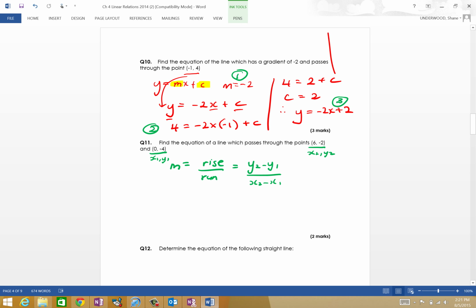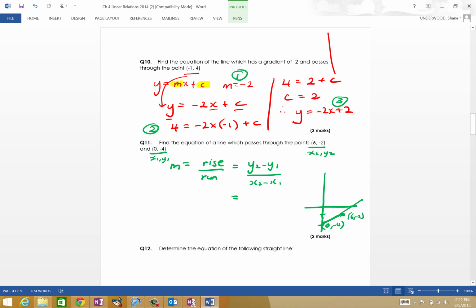Well, let's think about the point 0, negative 4. Point 0, negative 4 might be down here. The point 6, negative 2 is actually going to be, say, here. So sometimes it helps you to identify if those points, if we're going across, that means it has to be a positive gradient, doesn't it? Because sometimes we can mess that up.